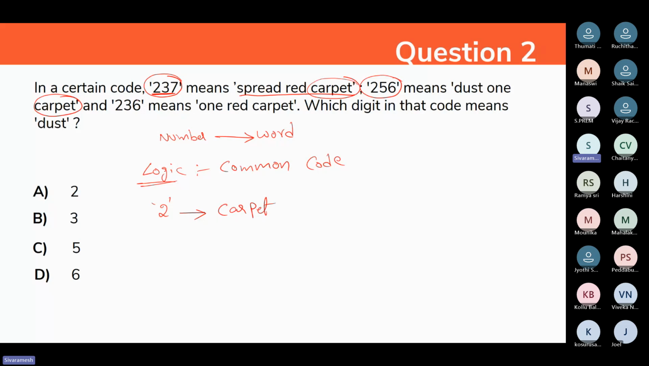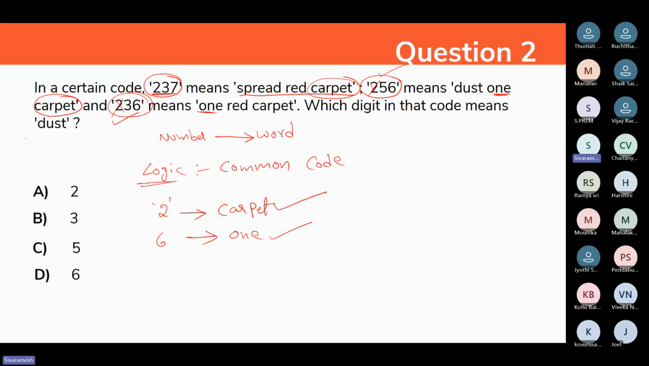If you observe the second statement and third statement, in the second statement you will be having 256, and in the third statement you will be having 236. Already we know that 2 means carpet. The next common number I can find is 6, correct? Now from the second and third statement, can you tell me the answer? 6 means what might be the word? What is the code for 6? Which word will be called 6? One, sir. Yes, very good. Because here we have the common word one, and again here one.